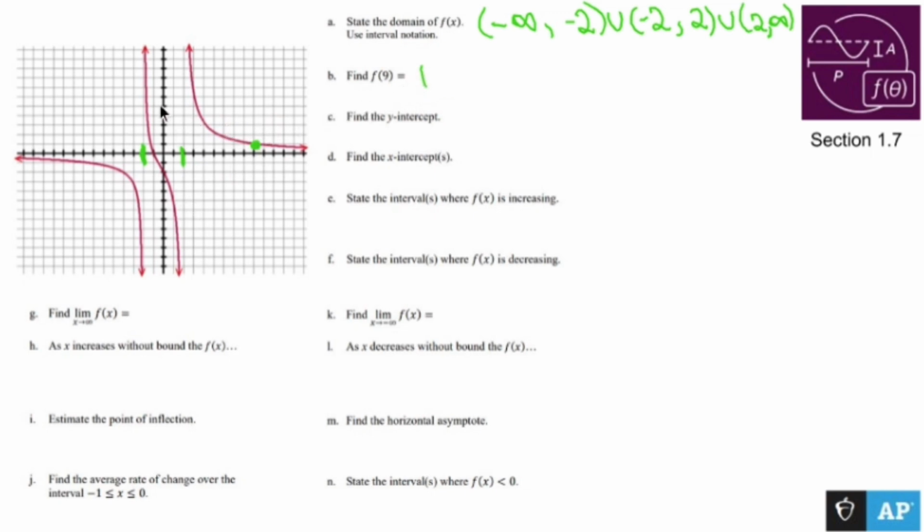Find the y-intercept. That's where my line right here crosses the y-axis, and it happens right there, so we'll call it -2. Find the x-intercept. That's where my line crosses the x-axis, so right there at -1, and that's it. All right, so we've answered 4 of them. Let's clean this up a little bit, get a new color, and keep this train rolling.